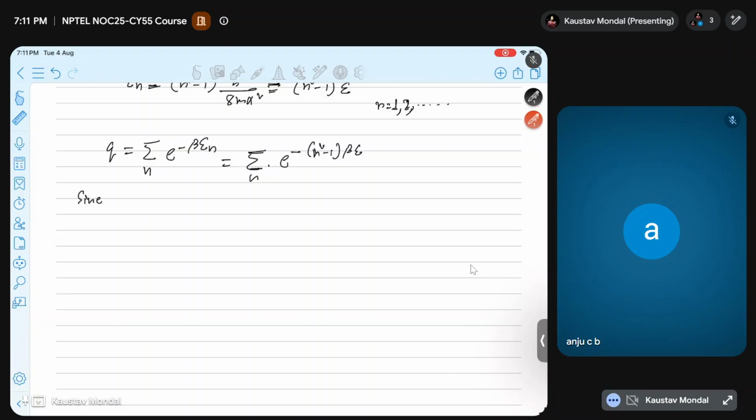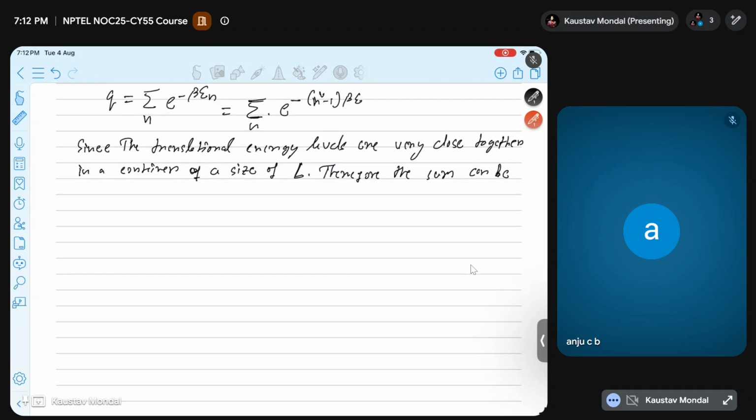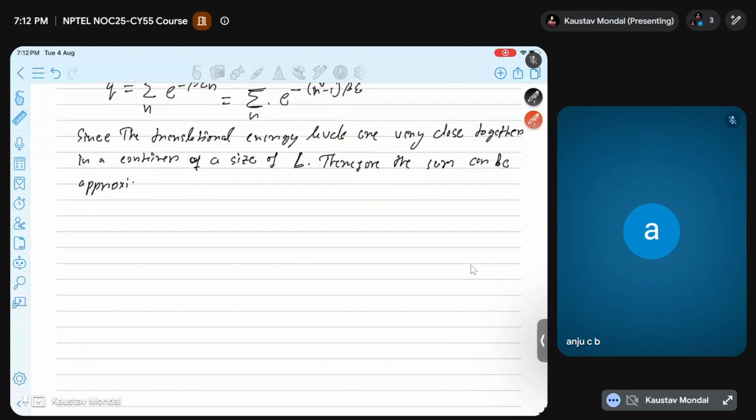So since these are all known as the translational energy, these translational energy levels are very close together in a container of size L. Therefore the sum can be approximated by an integral. Okay, so this simplification we can do.